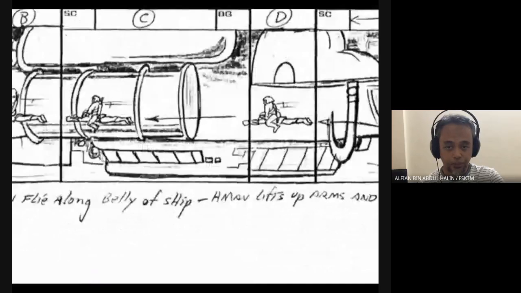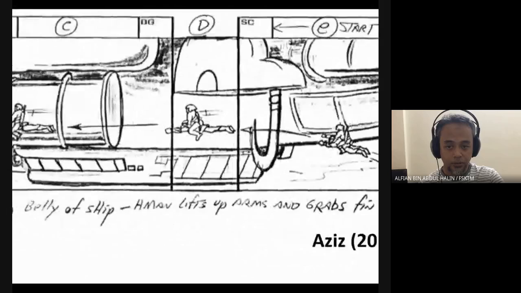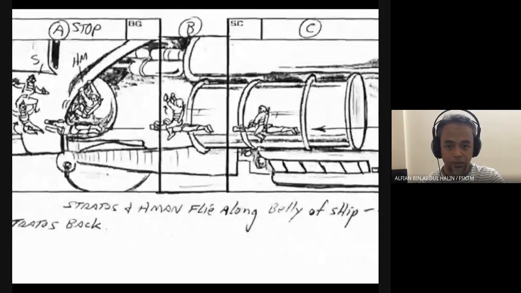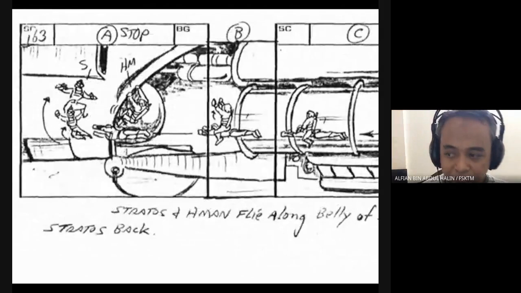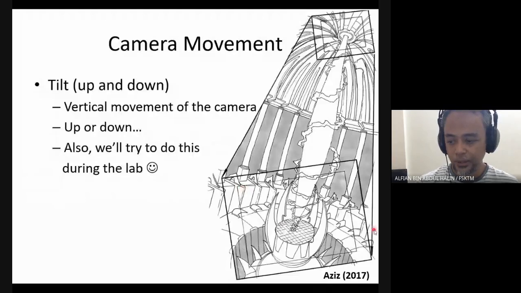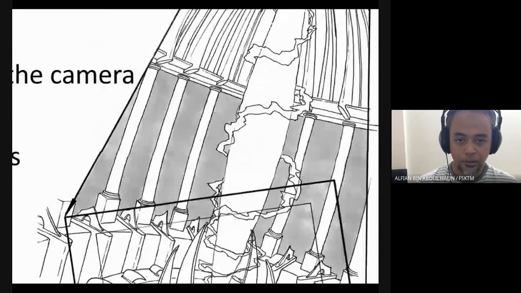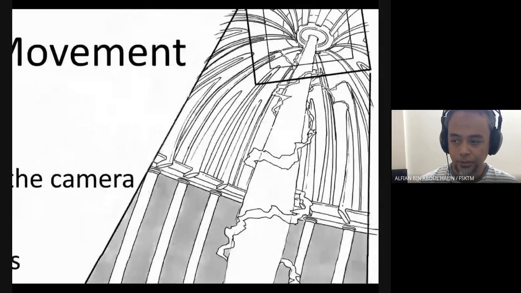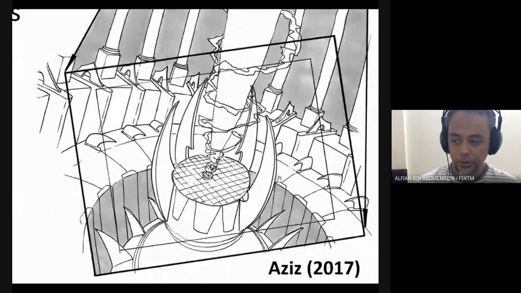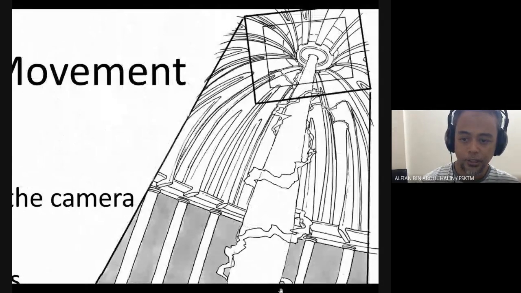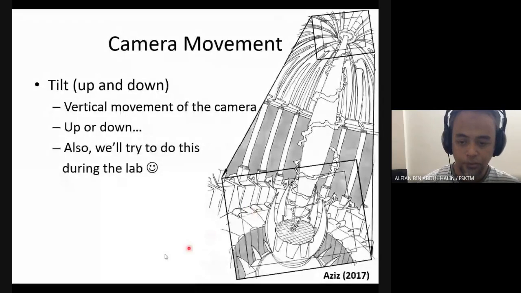So panning goes from here to here. You want to show like a moving background effect. So if you've done this before, you might have an idea of how to do this in Flash. Same as tilt. Tilt goes up and down. So you start here, you want to go up there. You've seen camera movements like that. From here, something explodes, goes up. So that's an example of tilting.